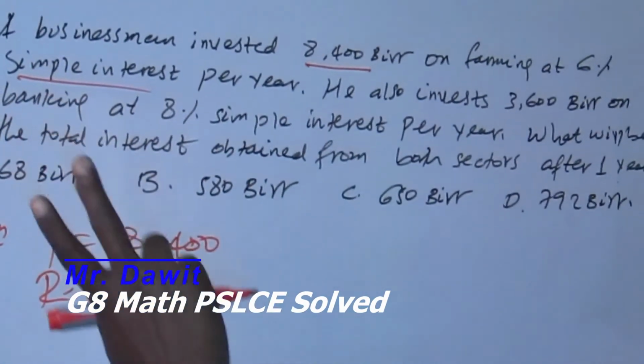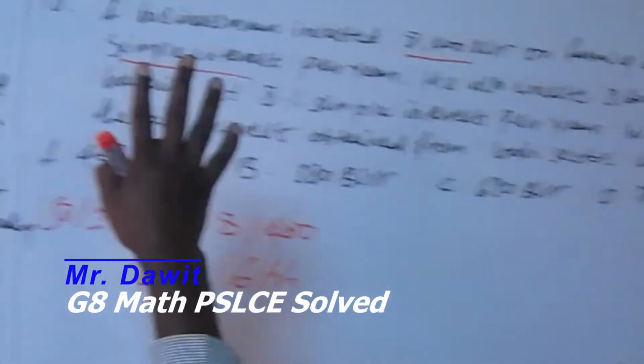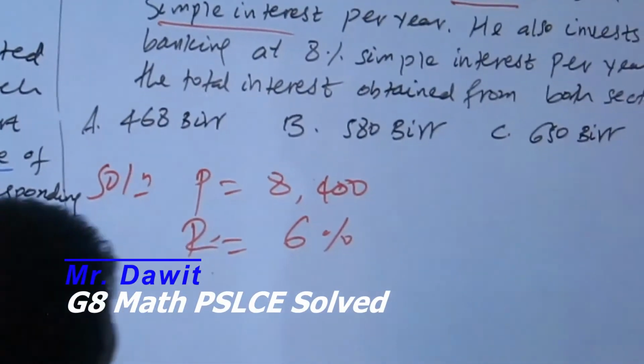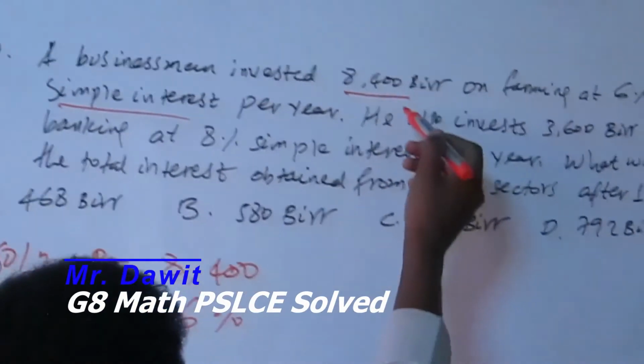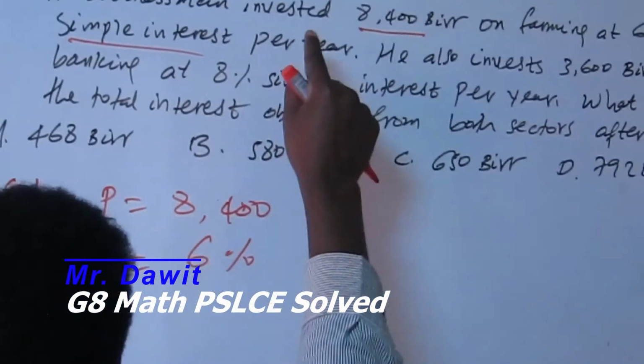By the way, there are two types of interest, simple and compound. But for your level, simple interest is enough, because compound interest seems to be complex. A businessman invested 8,400 birr on farming at 6% simple interest per year.